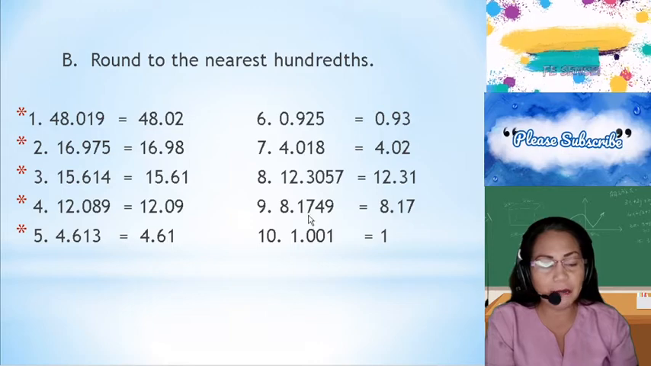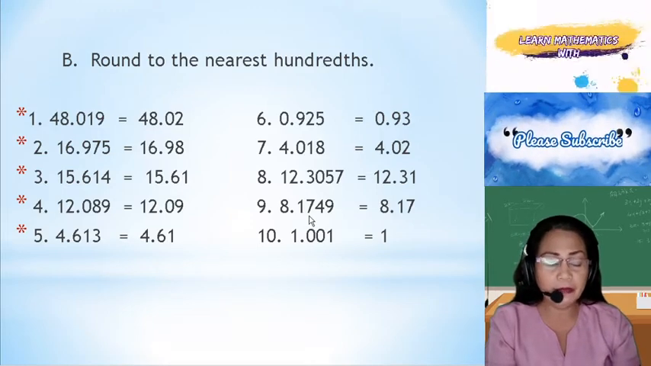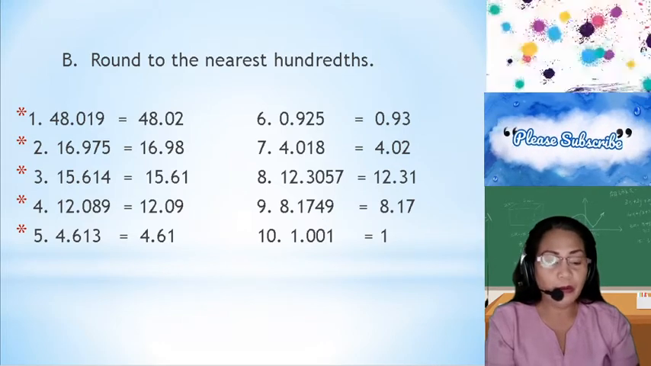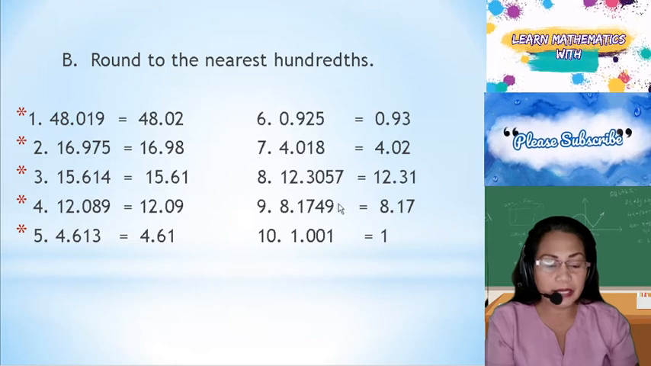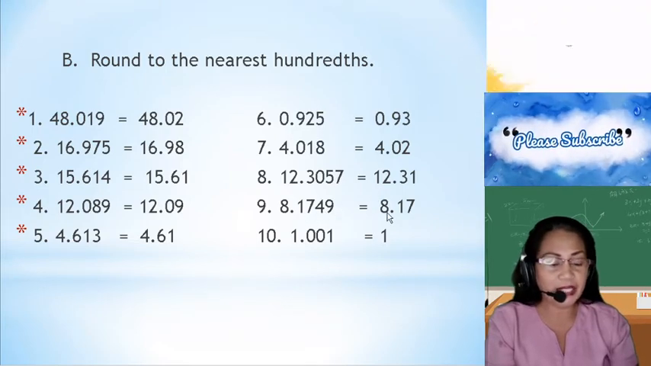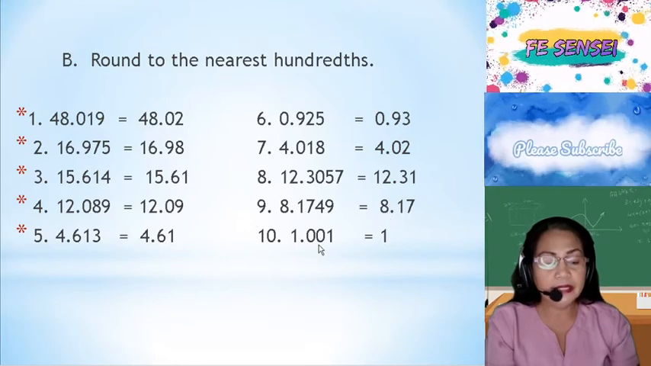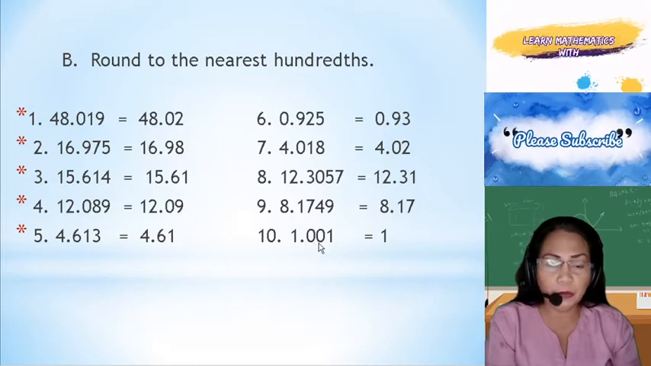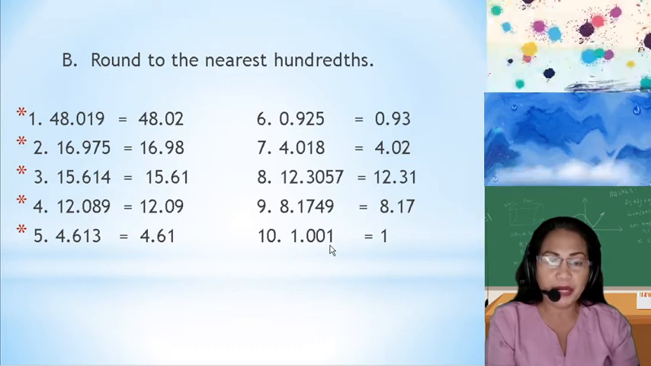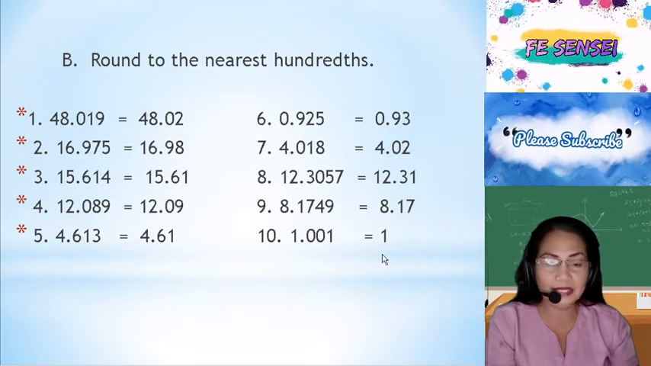Number 9, the number in the hundredths place, or the number to be rounded, is 7. The number to the right is 4. Therefore, round down. Retain 7 and drop 49. So the answer is 8 and 17 hundredths. And number 10, the number in the hundredths place is 0. The number to the right is 1, less than 5. Round down and drop the number, and our answer is a whole number 1.